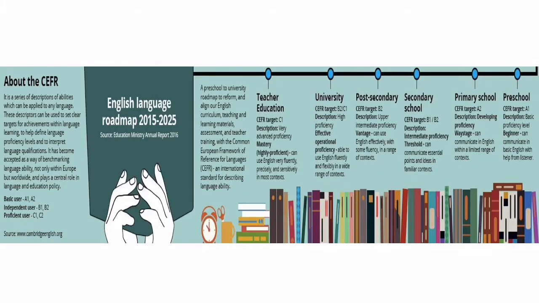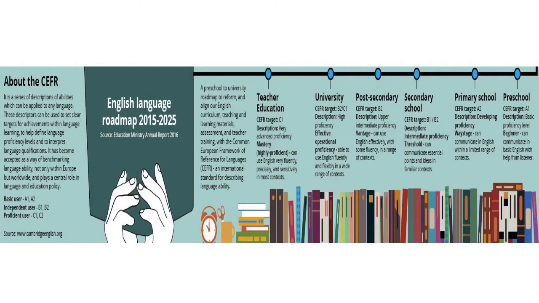It is believed to be a practical description, in this case of English, of how learners can be expected to use English at each level of the CEFR. The language ability is described on a 6-point scale. Levels A1 and A2 represent basic users, levels B1 and B2 represent independent users or intermediate, and levels C1 and C2 represent proficient users or advanced proficiency.